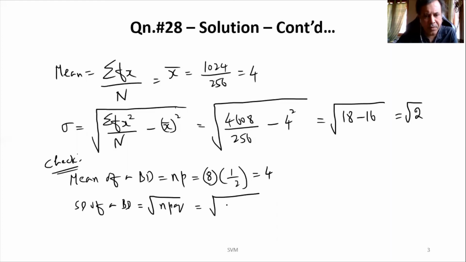It is the square root of n, that is 8, then p, it is half, and q, that is also half. So it is actually root of 8 by 4, which is root 2. That also should match, right? That is why I had a doubt at that time.